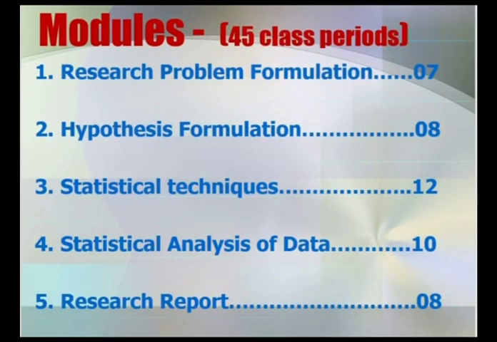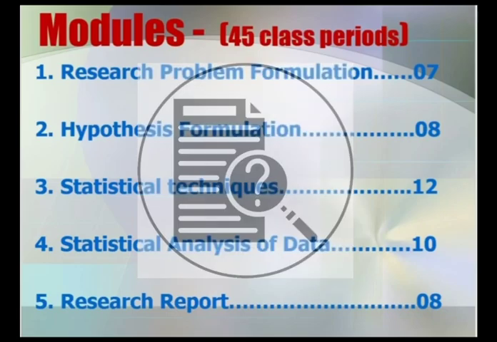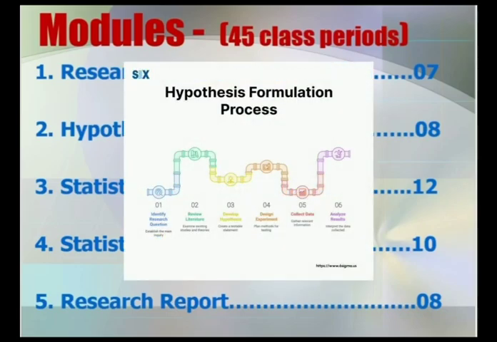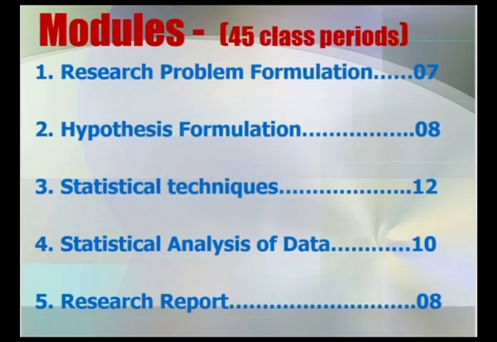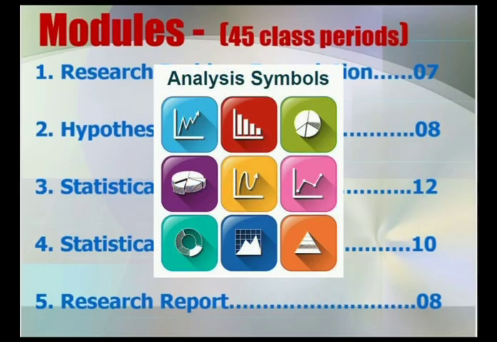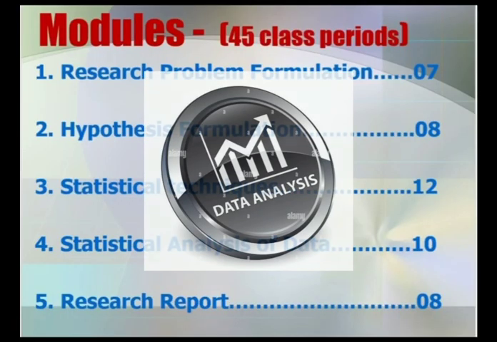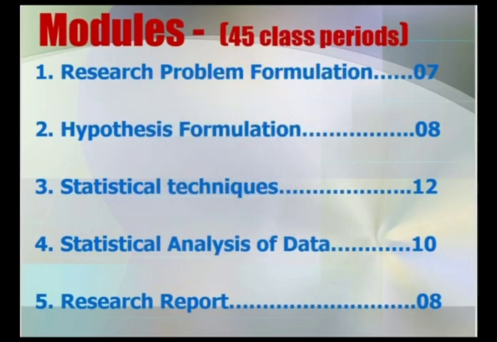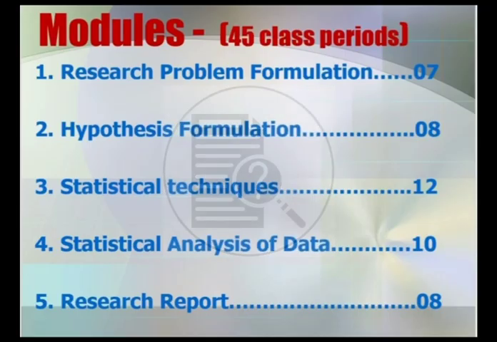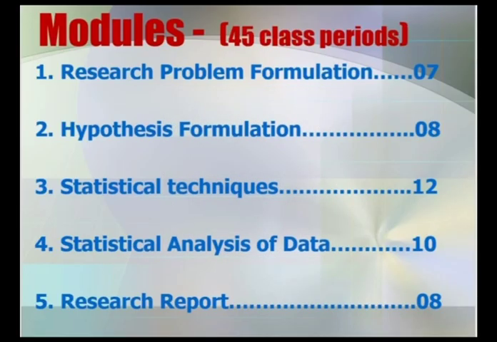In this course, there are different modules that will be covered in 45 class periods. The first module is research problem formulation. The second module is hypothesis formulation. The third module is statistical techniques. The fourth module is statistical analysis of data. The fifth module is research report writing. Each module focuses on an important part of the research process.